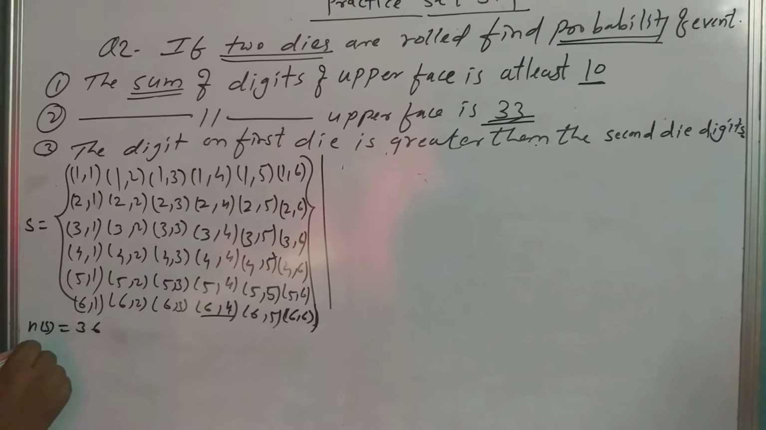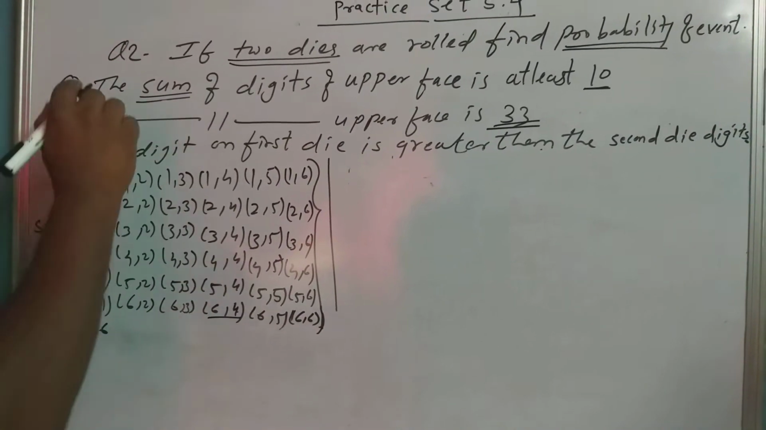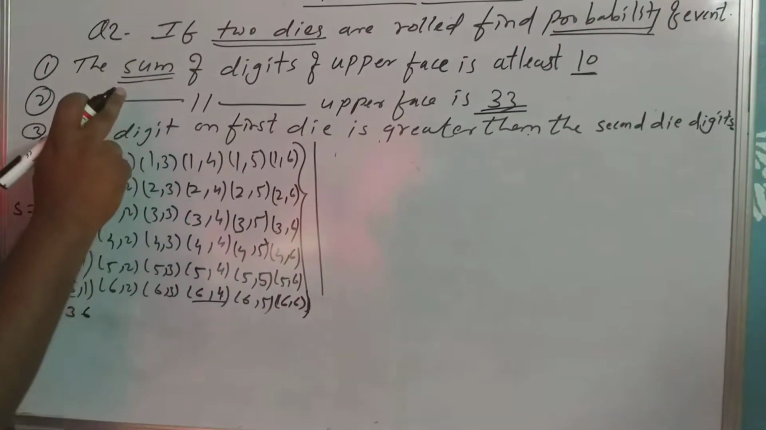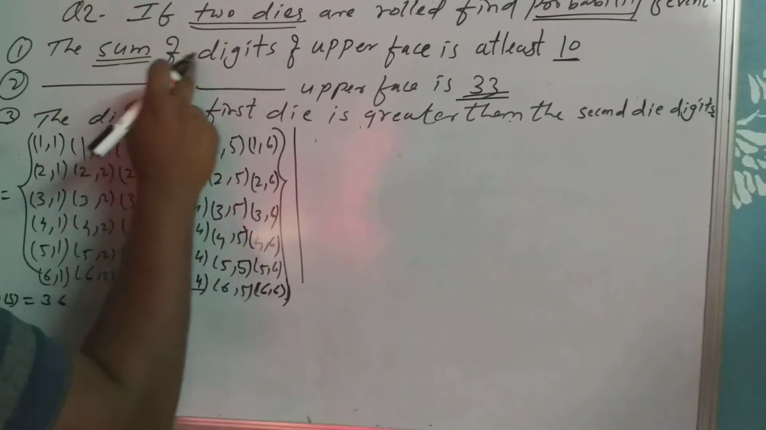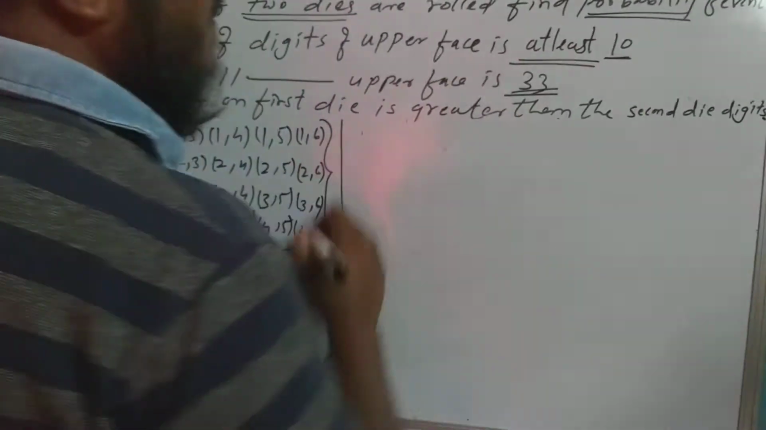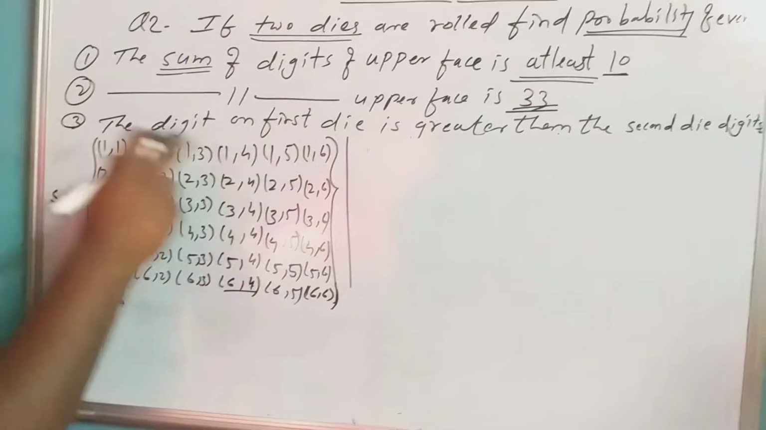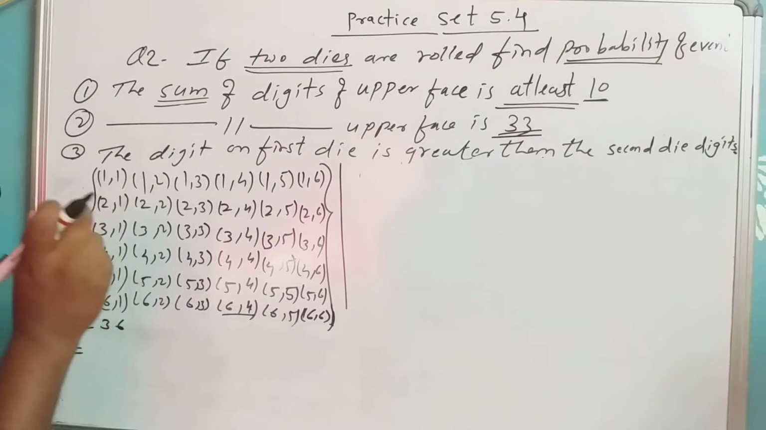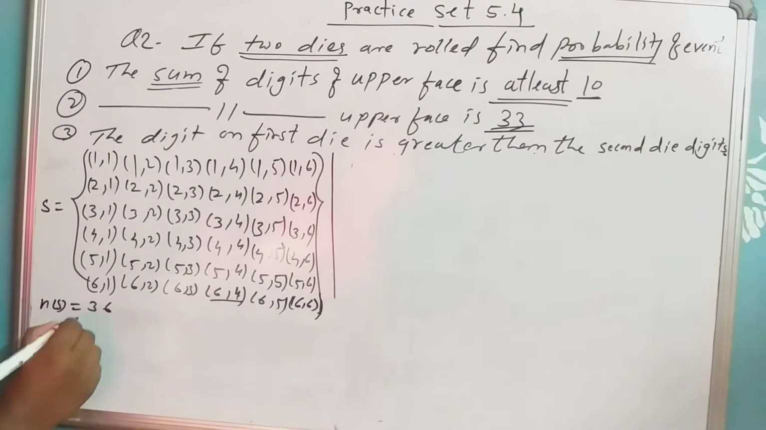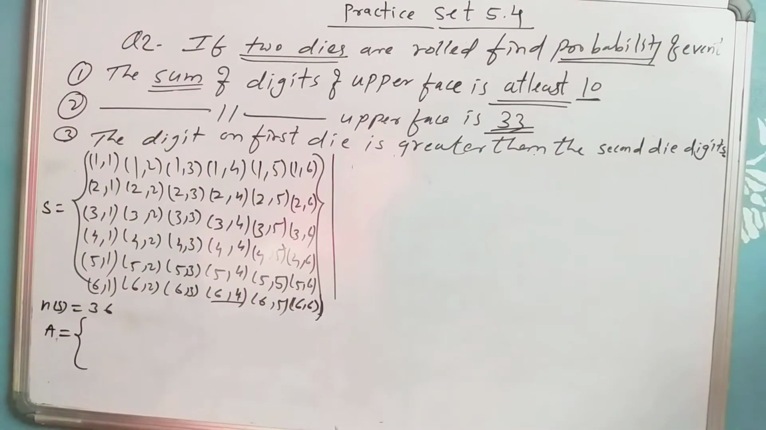Now the first event is event A. The question says the sum, and sum means addition, I have explained this. The sum of the digits of the upper face is at least 10. The words "at least" are also coming. So we have to consider the sums of these two numbers that are 10 and also bigger than 10. Now we have to find these numbers.